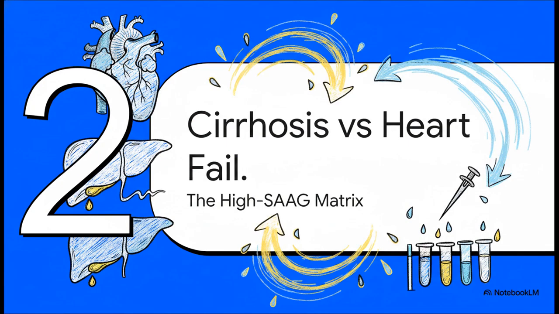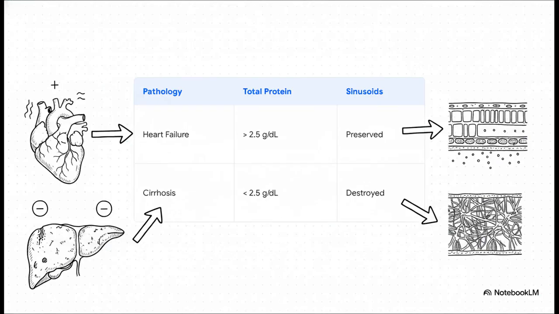Moving on to Section 2, cirrhosis versus heart failure. Let's navigate the high SAAG matrix. Okay, so let's say your SAAG is high. Great, but is it a cardiac issue or a hepatic one? This is where we run a signal versus noise audit.